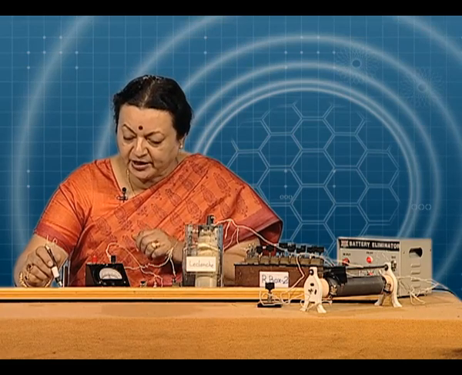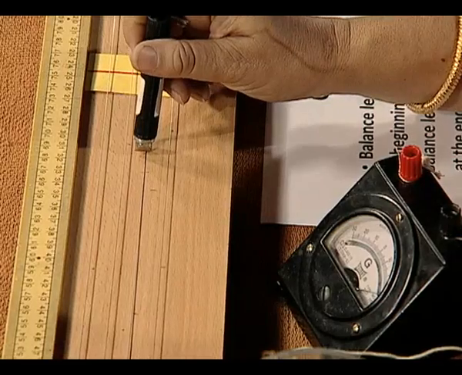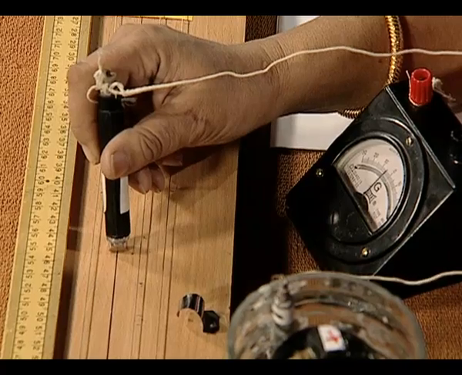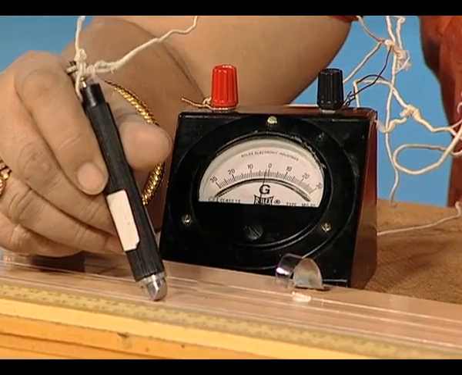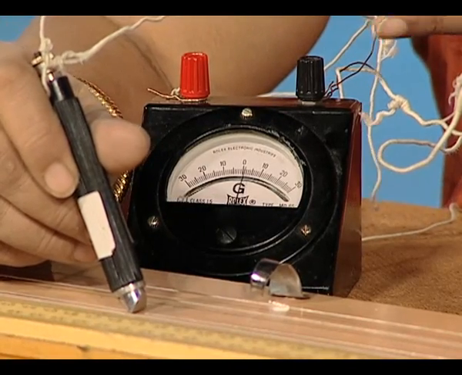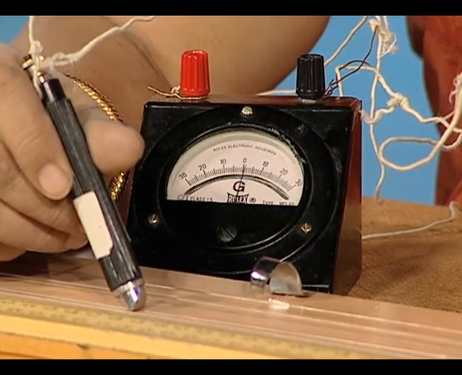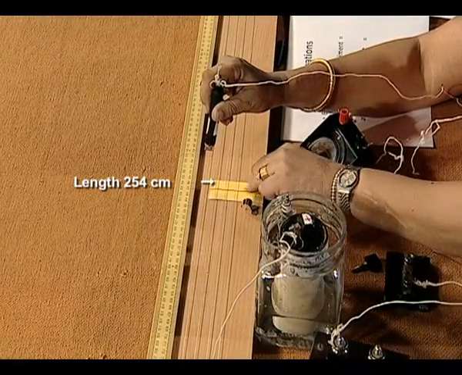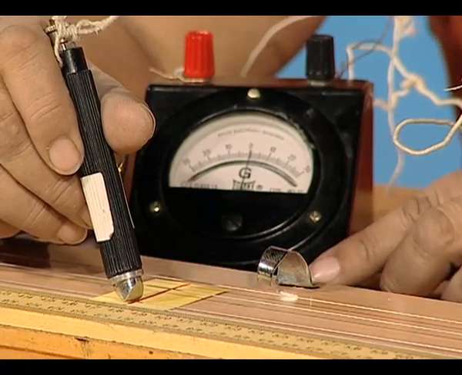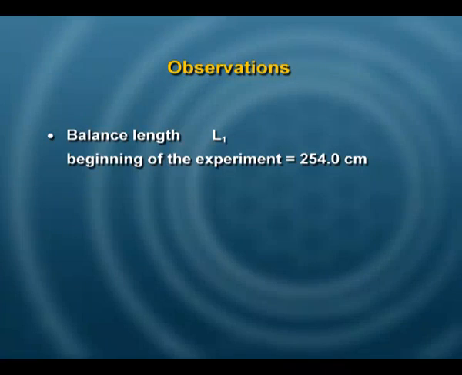So, let us look for our length, which will give us a null point with just the cell. That means between these two wires, somewhere here is our null point. Carefully note this value of L1, where there is 0 deflection in the galvanometer. This length is 254. So, you can check this value from here. At the beginning of the experiment, this balance length L1 is 254 centimeters.